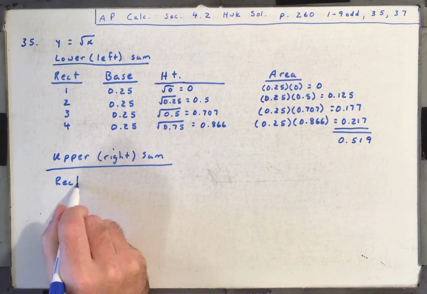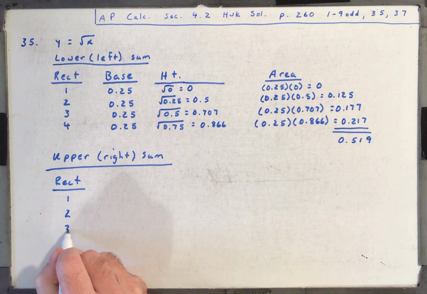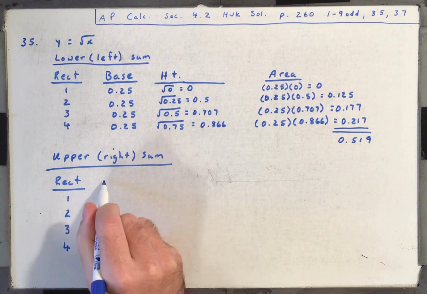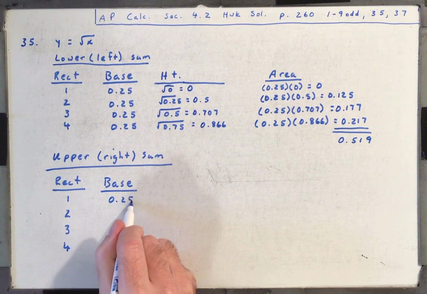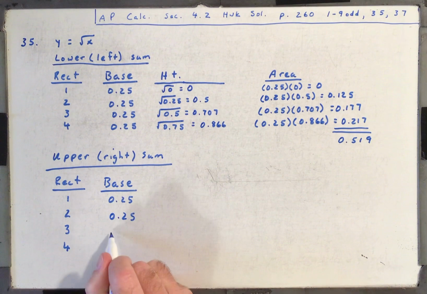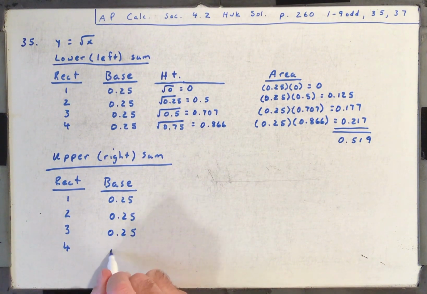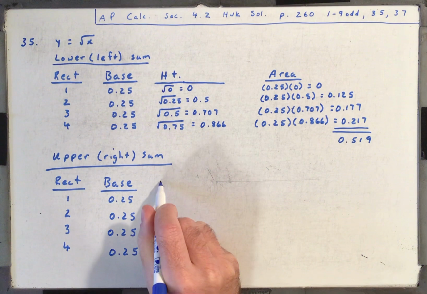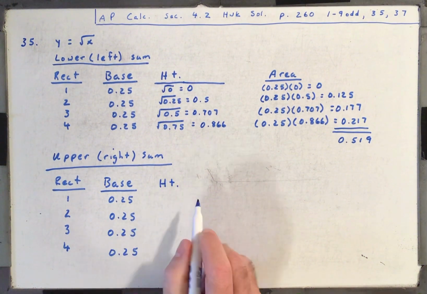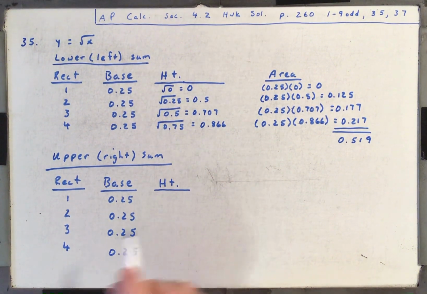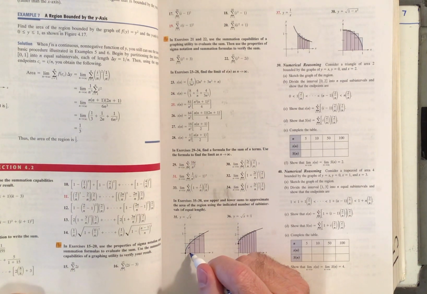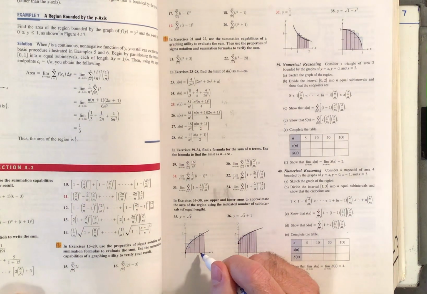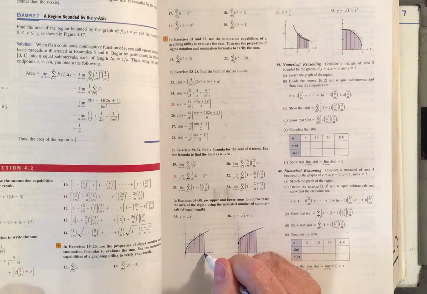So we have rectangle 1, 2, 3, 4. Our base is still 0.25, all the bases. Okay, the height. If we're going to use the right side as the height, we're starting with x of 0.25, then x of 0.5, then x is equal to 0.75, and finally when x is equal to 1.